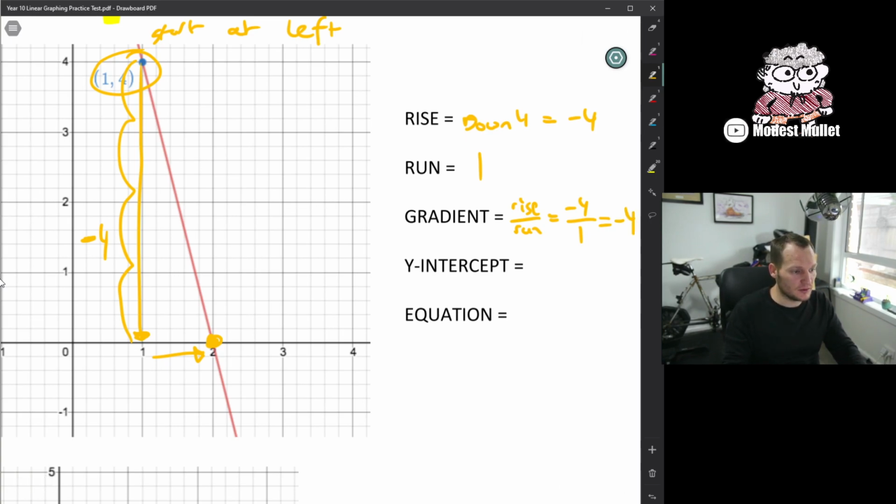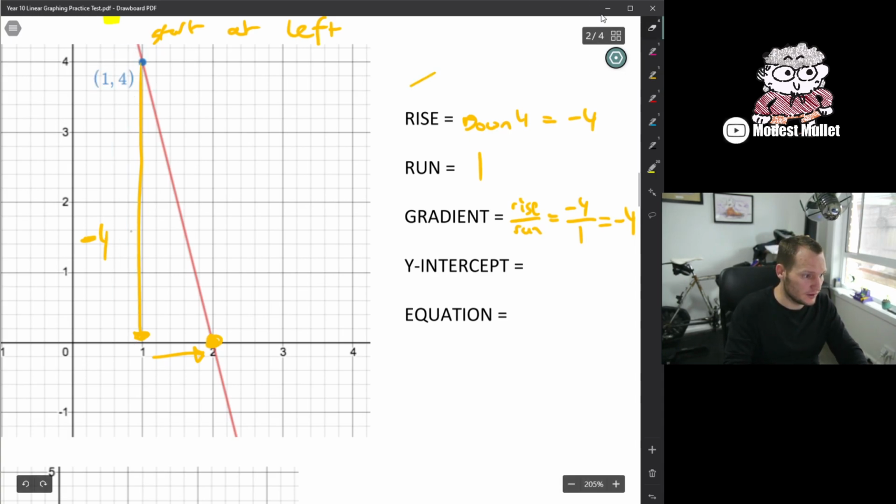Now, our y-intercept's a little bit harder. We can't see, if I erase some of this, okay, we can't see where our line crosses the y-axis.